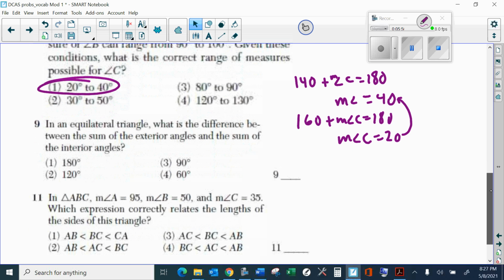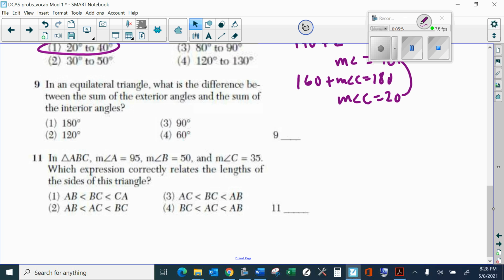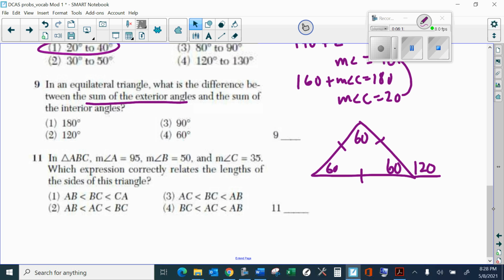In an equilateral triangle, what's the difference between the sum of the exterior angles and the sum of the interior angles? Equilateral triangle, we know, is 60, 60, 60. And the exterior angle would be 120 degrees. So it says, what's the difference between the sum of the exterior angles? Sum of the exterior angles is always 360, no matter what polygon it is. Right, it's always going to be 360, just know that. And the sum of the interior angles is 180 degrees. So that leaves you with 180.